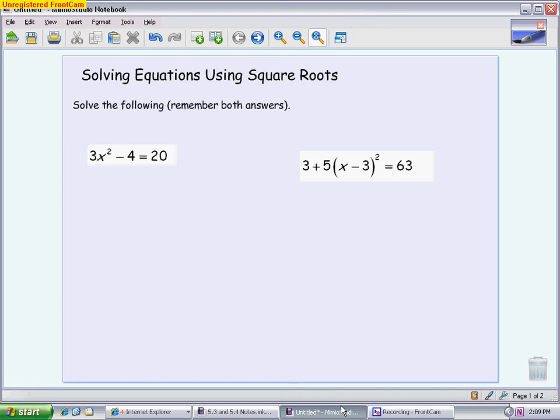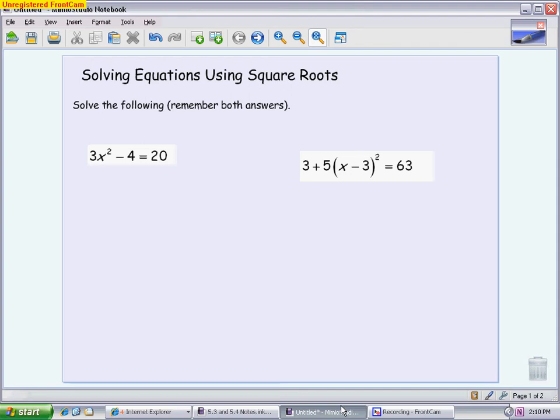This video reviews how to solve equations using square roots. This is section 5.3 and 5.4 in our book. So we are going to get answers that are both real, meaning there is no i value, and we're going to get answers that are imaginary. So it's kind of the combination of the two. I'm going to go through 4 types of problems.